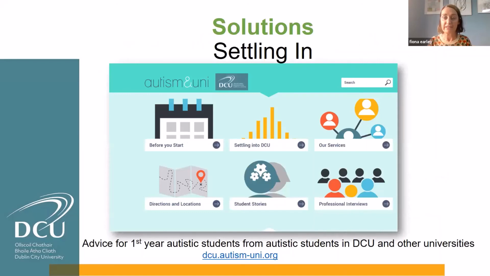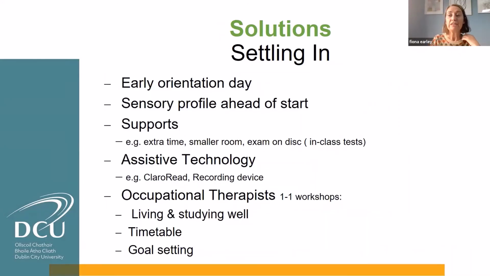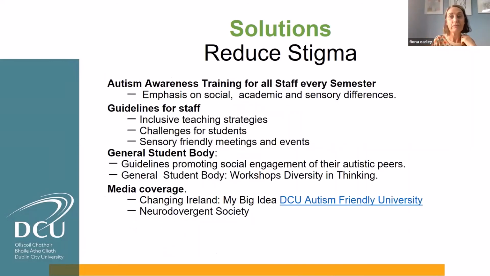So some things that DCU has done, and this webpage is available to anyone, is there is a webpage made by autistic students for autistic students in everything in relation to a new place. What a lecture might feel like, what social life might feel like, where to go for quiet spaces. So we have the web page. Students also fill in a sensory profile in advance.